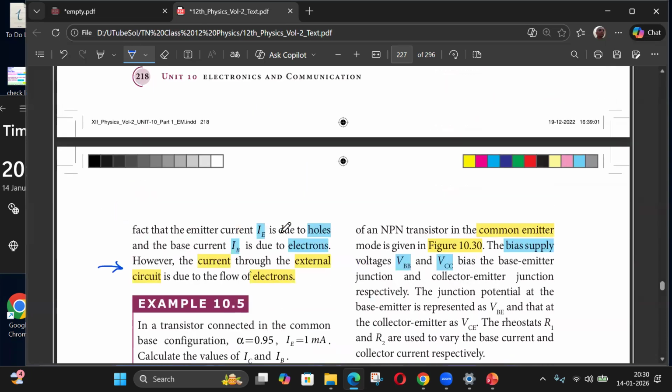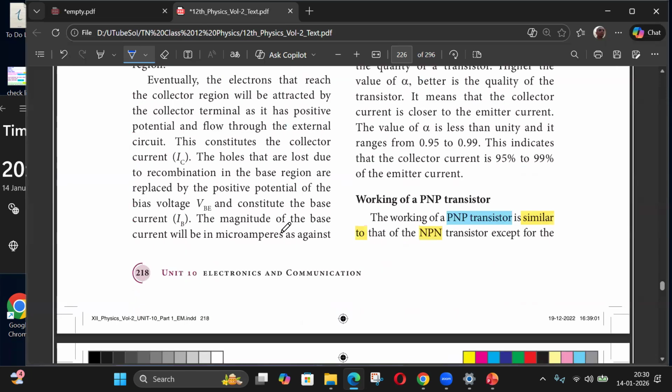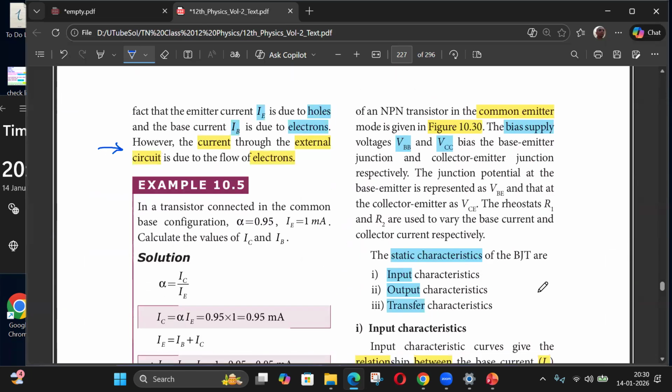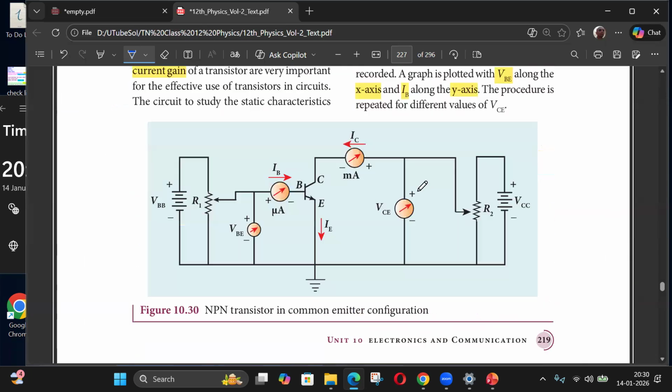Now the common emitter mode. This is the common emitter configuration. This is a transistor, and the arrow mark is from P to N. So this one is P and this one is N, so this is an NPN transistor. The emitter is common, in the middle. The input is the base, and the collector is on the output side.